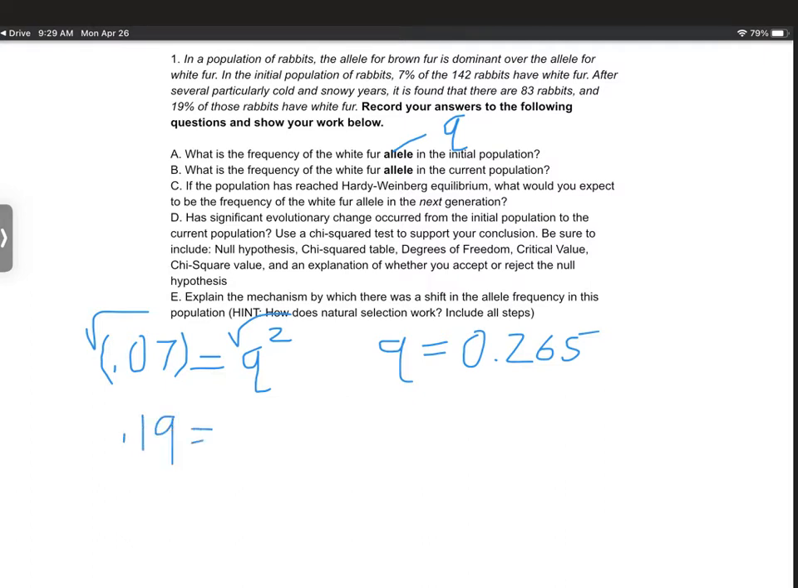Part B is kind of the same thing, except this time we have 19% of the rabbits with white fur. So 0.19 equals q squared. Square root both sides, and for the second generation, we get q equals 0.436. For part C, if the population has reached Hardy-Weinberg, we expect that the frequency of the white fur allele will not change, so we would expect q to remain 0.436 in the next generation.